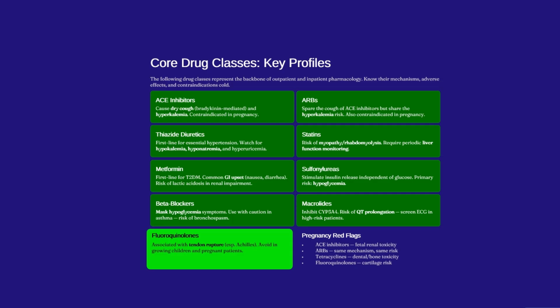So in summary, ACE inhibitors and ARBs are contraindicated for patients that are pregnant. Also, tetracycline is contraindicated for patients that are pregnant, because it can cause staining of the teeth for the newborn. And fluoroquinolones can cause Achilles tendon problems, so avoid them in children and pregnant mothers.